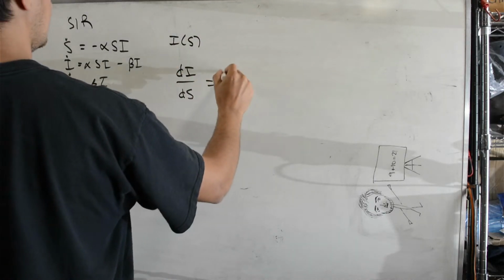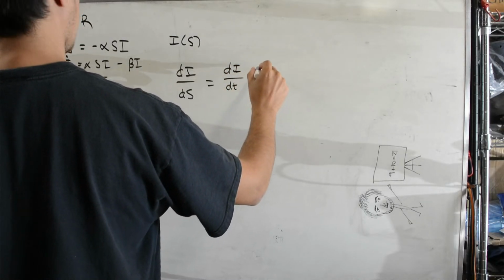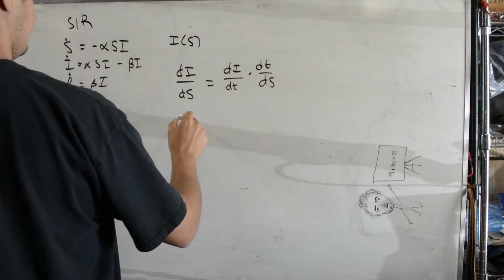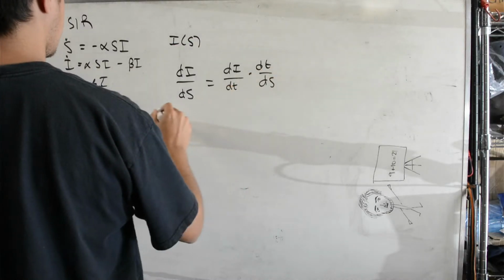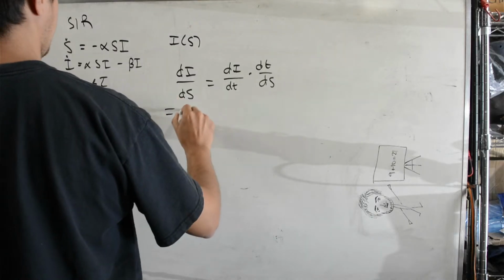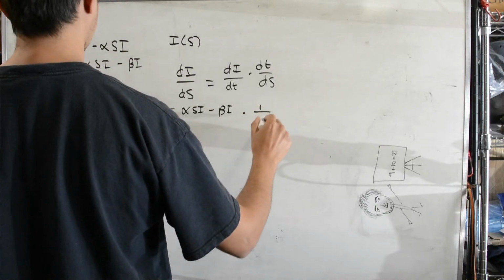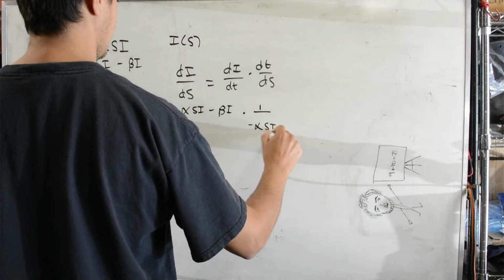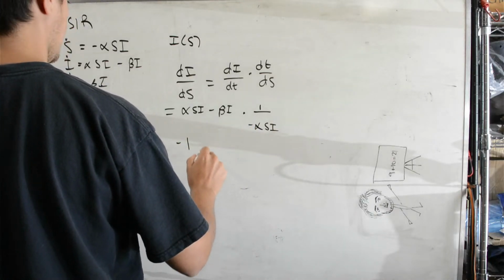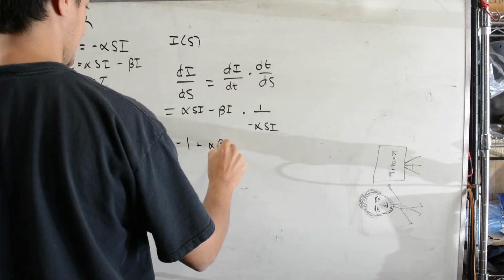And this is going to be equal to dI/dt times dt/dS, so this is going to be equal to alpha S I minus beta I times 1 over minus alpha S I. Okay, so then this becomes 1, so this becomes minus 1. Then this becomes plus alpha beta S.